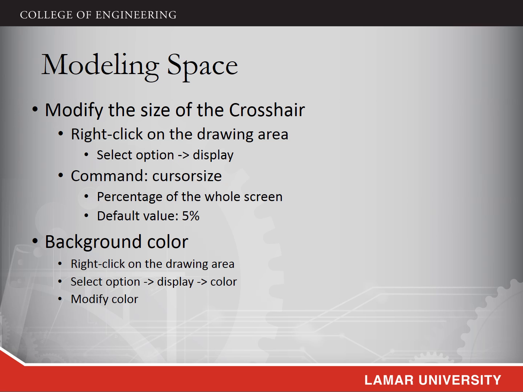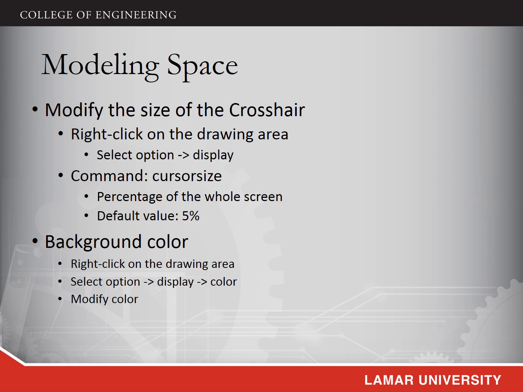For designing in AutoCAD, all tasks have to be done in the modeling space. Before you start a design, you have to pay attention to two properties of the modeling space: the size of the crosshair and the background color.